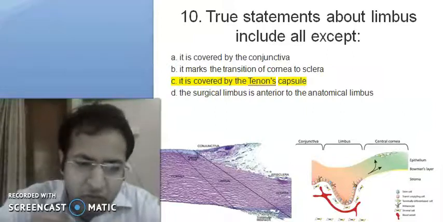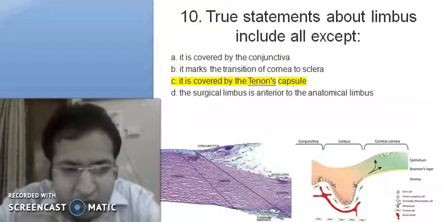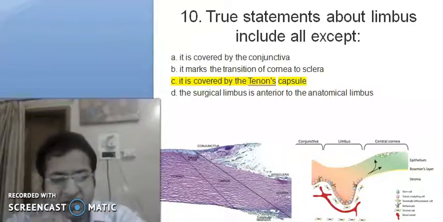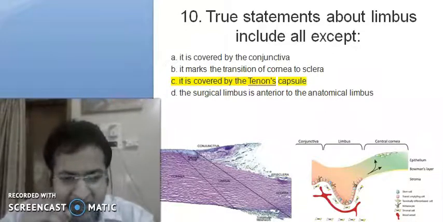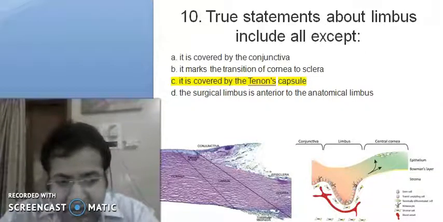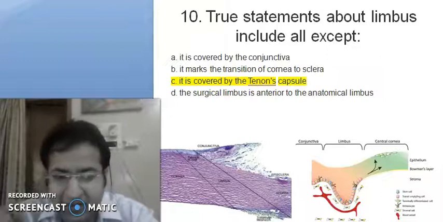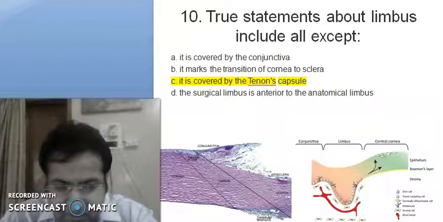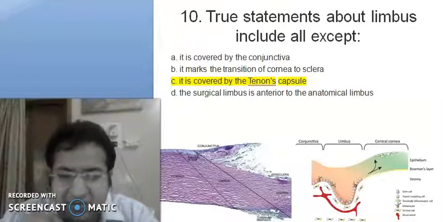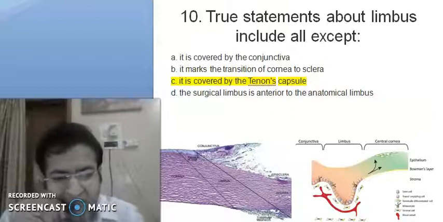So the next question in your test was, true statement about the limbus include all except. What is a limbus? The limbus is a structure between where the conjunctiva ends and the cornea starts. It has the palisades of Vogt and depressions, that is the crypts. These two structures are present at the limbus, and the limbus contains the limbal stem cells, which are responsible for the regeneration of the corneal epithelium.